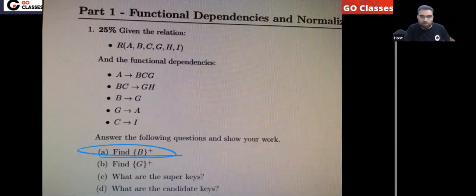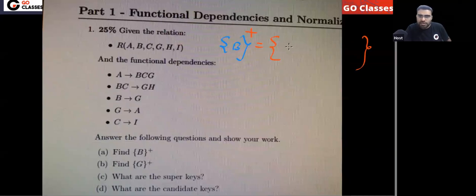Tell me, what is the closure of B? This set is given to you, and the question is asking for the closure of this set. Which attributes can B determine? Remember, closure of B means all the attributes which B can determine. This is the definition of closure of B, so we want all those attributes which B can determine.